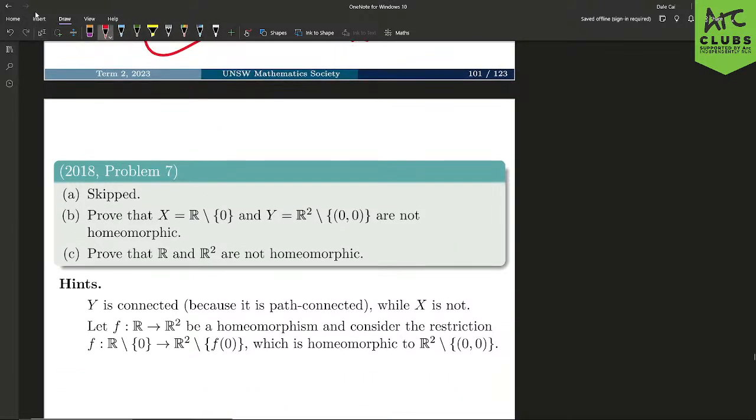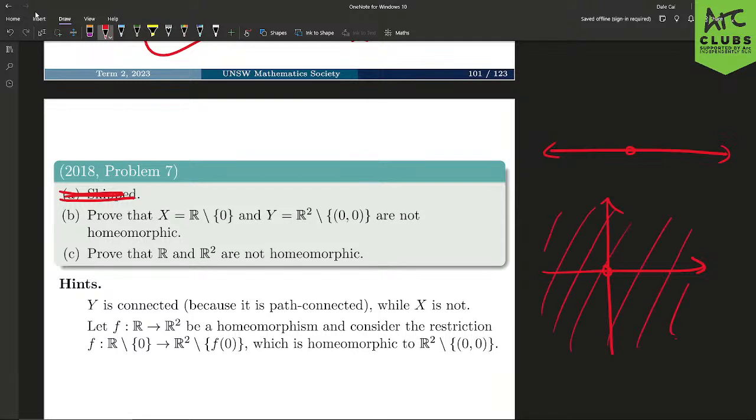So here, there's a problem, part A is skipped. Prove that X, which is the real numbers except 0, I'll draw it like this, and R squared except 0, are not homeomorphic. Okay, why aren't they homeomorphic?